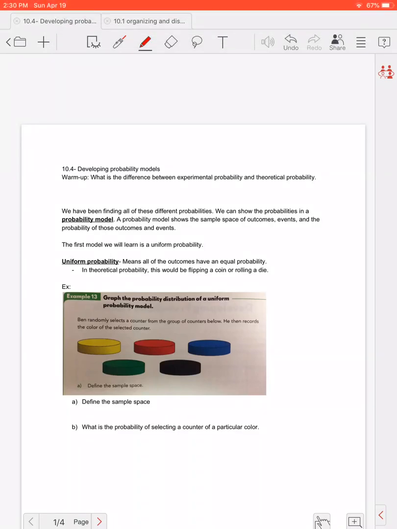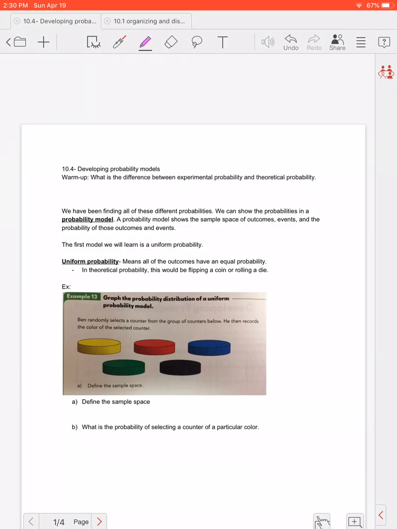Hi guys, welcome back. So we've talked about probability in this chapter, and today we're going to talk about probability models. So how do we show the probability? So in the warm-up, go ahead and take a second. What's the difference between experimental probability and theoretical probability? So pause the video and come back and see if you have the same answer as me or a similar answer.